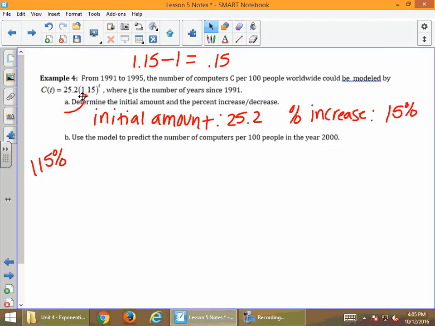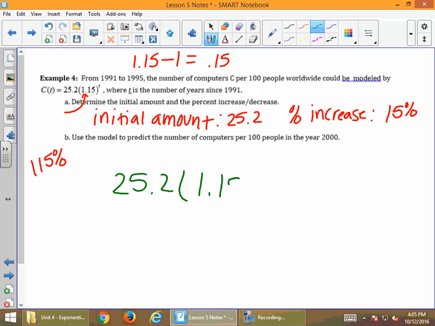And then we're going to use this model to predict the number of computers per 100 people in the year 2000. So again, we'll use this equation times 1.15. Here's the thing, we have to figure out our exponent, which is always time. This equation is representing years since 1991. So how many years did we start in 1991? And we're going to 2000. 9 years have passed. So 9 is going to be our exponent. Go ahead, plug that in your calculator, and you should get 83.